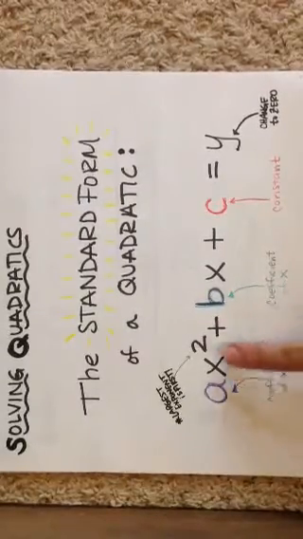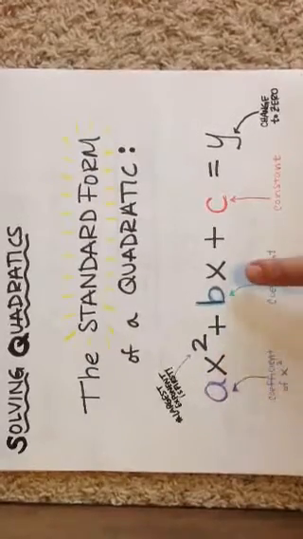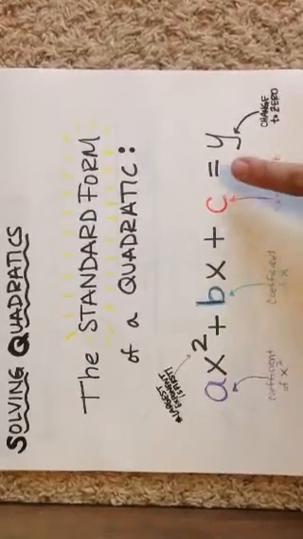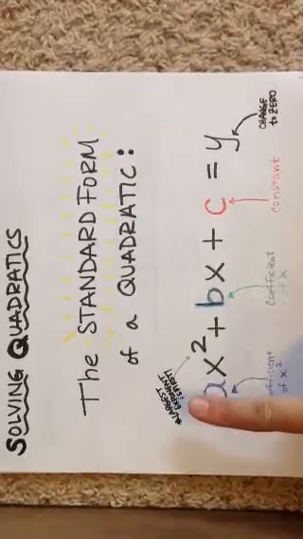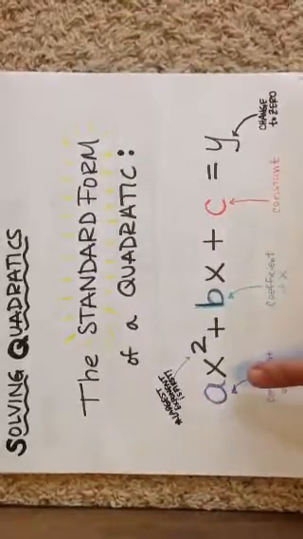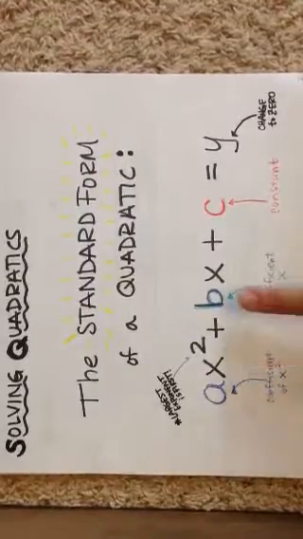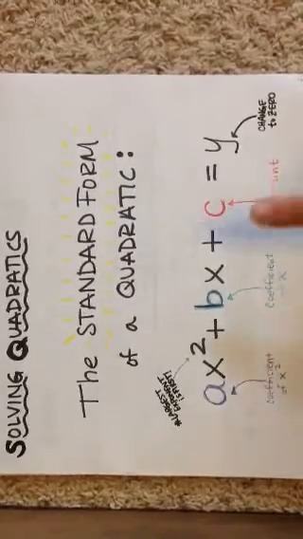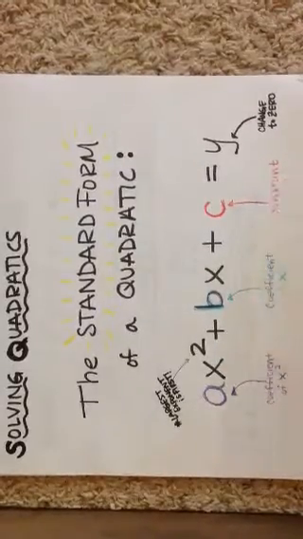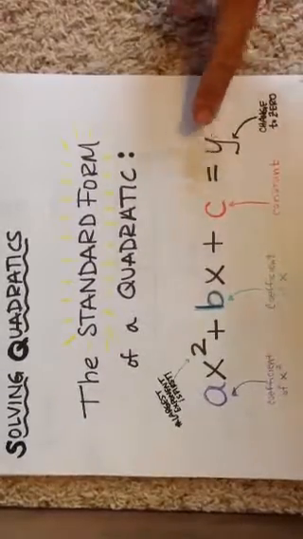First, we have our x squared term: ax squared plus bx plus c equals y. In standard form, our largest exponent comes first. A is always the coefficient of our x squared term. B is always the coefficient of our x term. C is our constant. Here you'll notice a little note that says you should change y to 0.